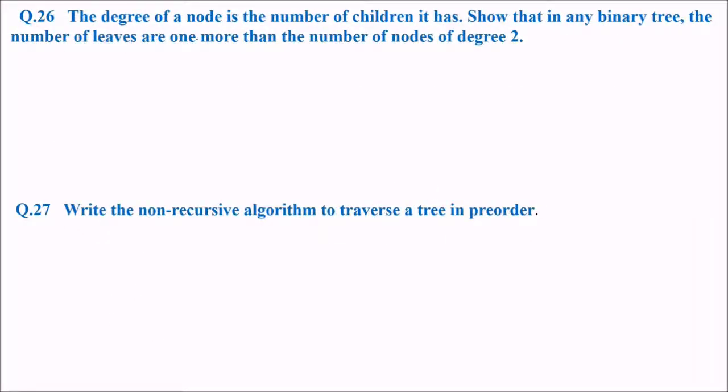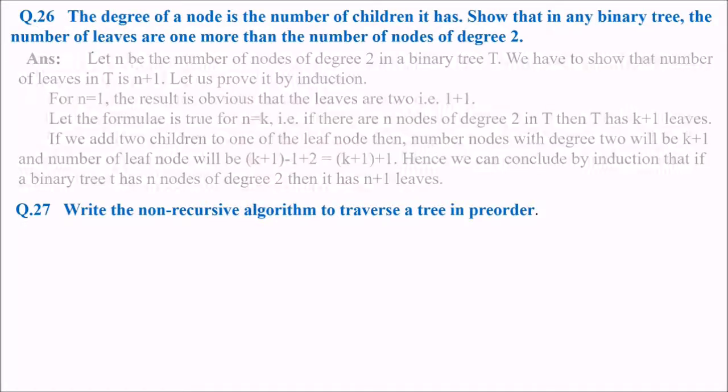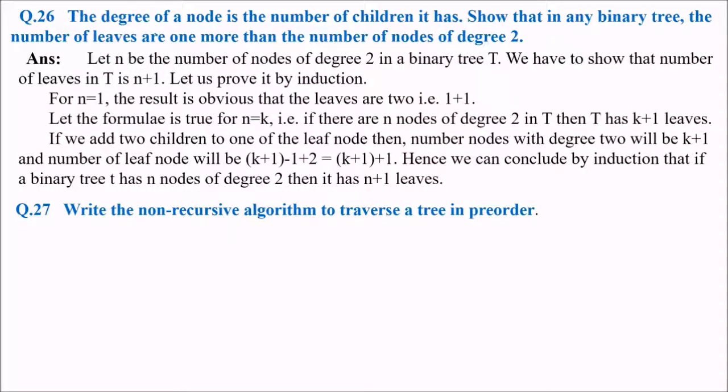The degree of a node is the number of children it has. Show that in any binary tree, the number of leaves is one more than the number of nodes of degree 2. How can you make it? Let us assume that n is the number of nodes of degree 2 in a binary tree. So we need to show that the number of leaves in the tree is n plus 1, that is, one more than the number of nodes of degree 2.